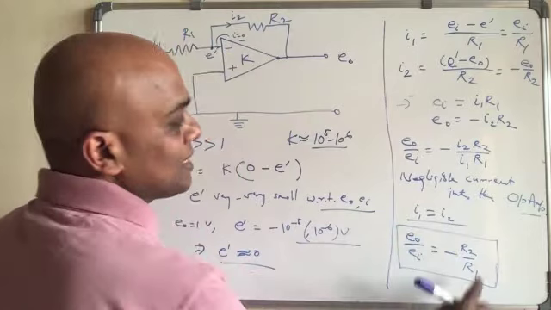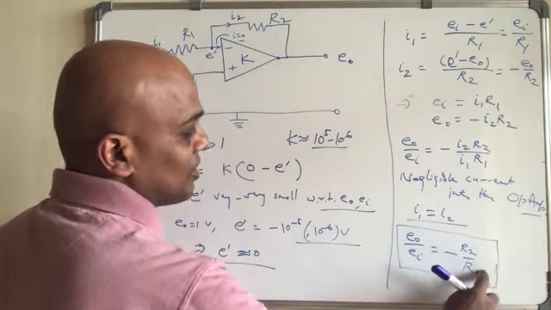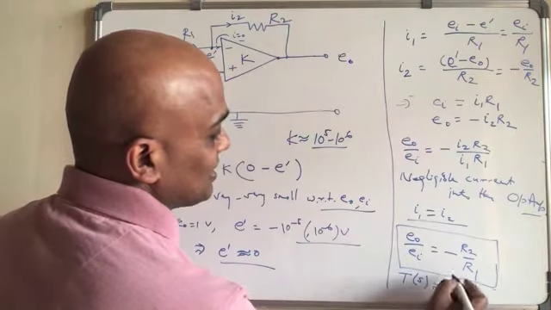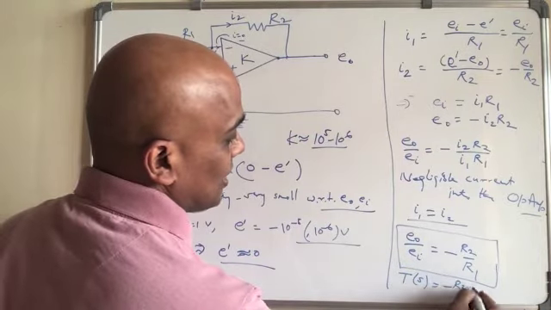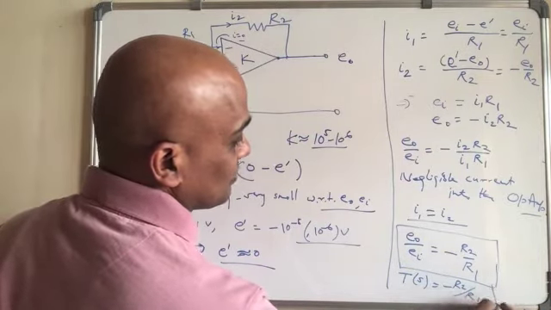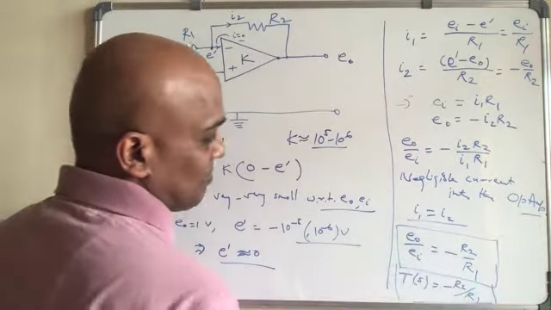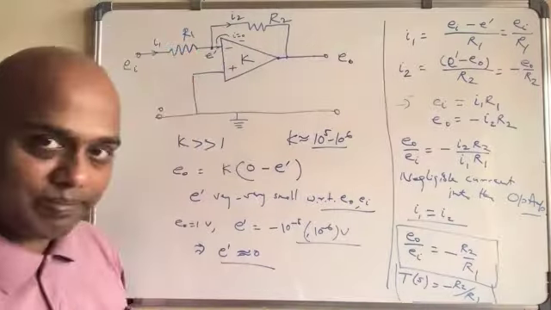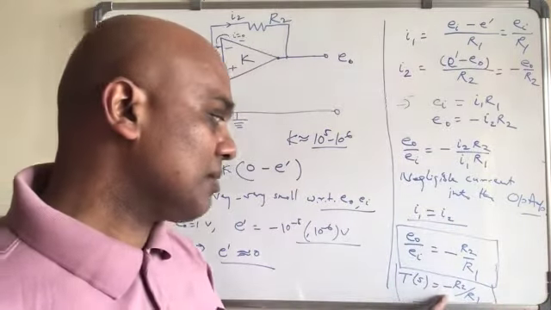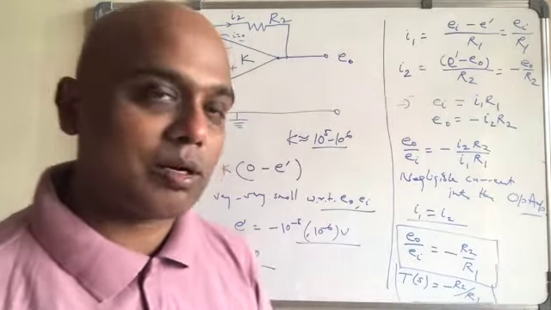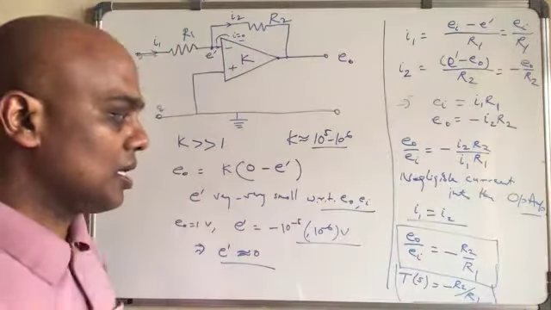Since this is not a function of time, we can say that this is the transfer function. Ts in this case will be simply minus R2 over R1, right? Even if you take the Laplace transform, you get the same value because it's not a function of time. So you get equal to minus R2 over R1. That is all.